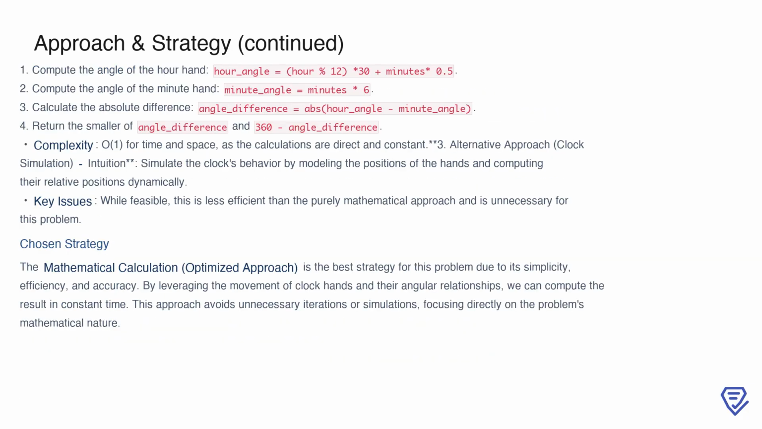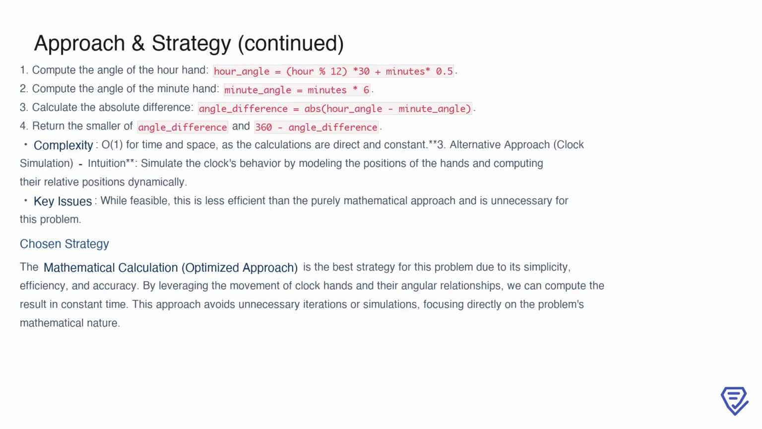Using the mathematical calculation approach, we can break down the solution into a clear sequence of steps. First, we calculate the angle of the hour hand using the formula hour_angle equals hour % 12 * 30 + minutes * 0.5. This accounts for the hour hand's movement based on both the hour and the minute input. Next, we compute the angle of the minute hand with the formula minute_angle equals minutes * 6.